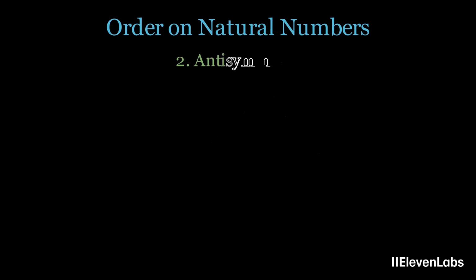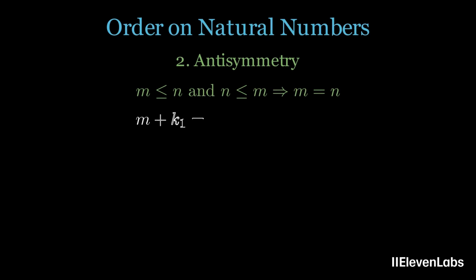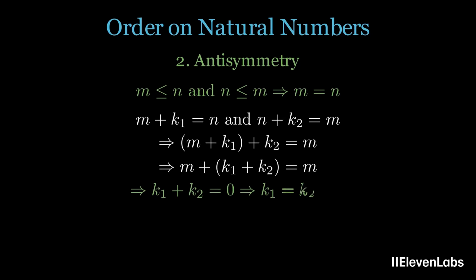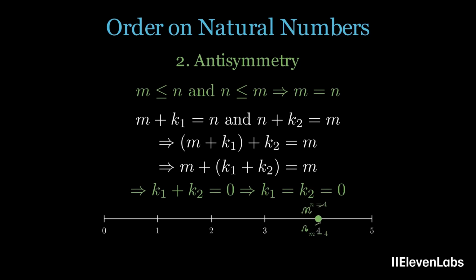Next is the antisymmetric property of the order. It says that if m is less than or equal to n, and n is less than or equal to m, then m equals n. Two different numbers m and n should not have the same order relation simultaneously. If one happens, the other does not. That is, the relation is antisymmetric.